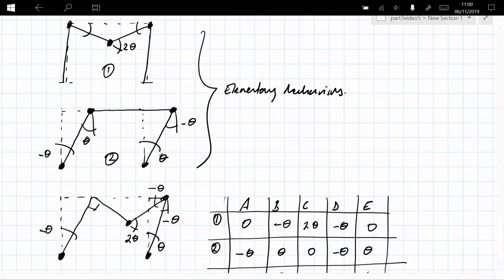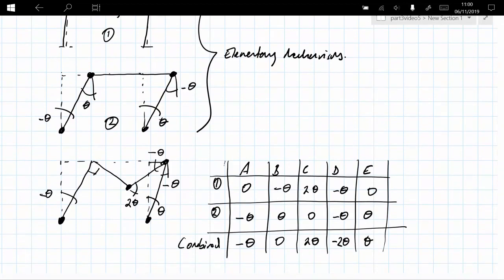If we put these into a table of deformation angles, and then add up the contributions vertically, we find that we get a combined mechanism with an angle minus theta at A, no deformations at B, an angle of 2 theta at C, minus 2 theta at D, and theta at E. And this is drawn in the third diagram above.